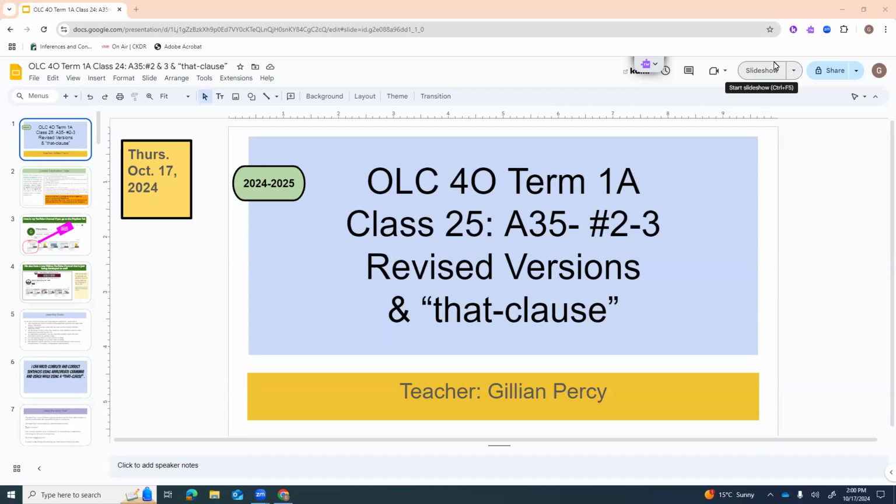We are on class 25 and we are looking at assignment 35. We're probably only going to get to question number 2. If we have time for number 3, that's great. Otherwise, we'll tackle it tomorrow. This is the new version. We're also going to be looking at the use of the word that clause.